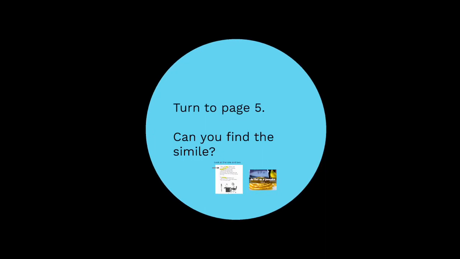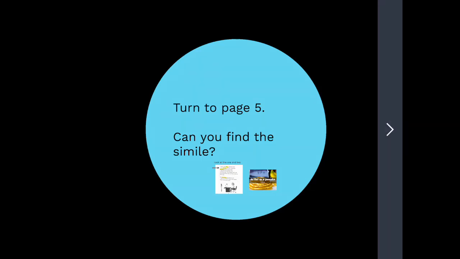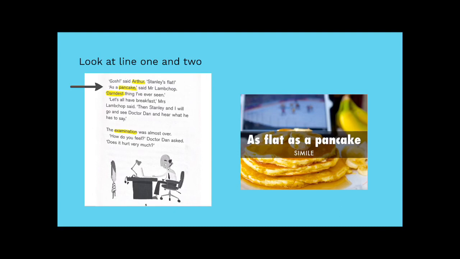Now, let me show you where we can find the simile in chapter 1. Turn to page 5. Look at line 1 and line 2. "Gosh," said Arthur, "Stanley's flat." "As a pancake," said Mr. Lambchop. So, Stanley is as flat as a pancake.